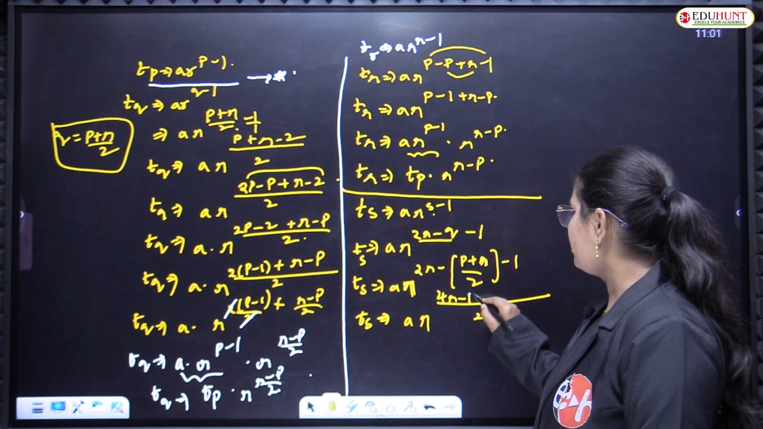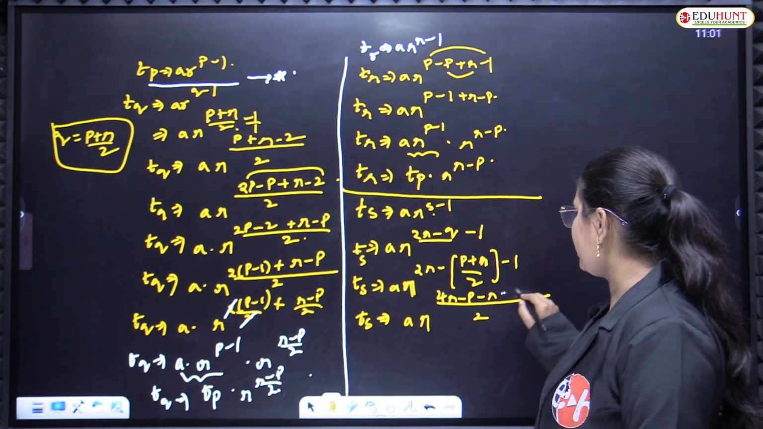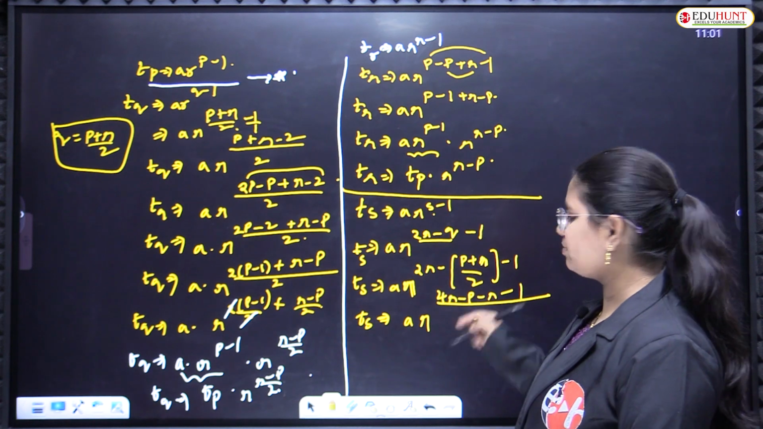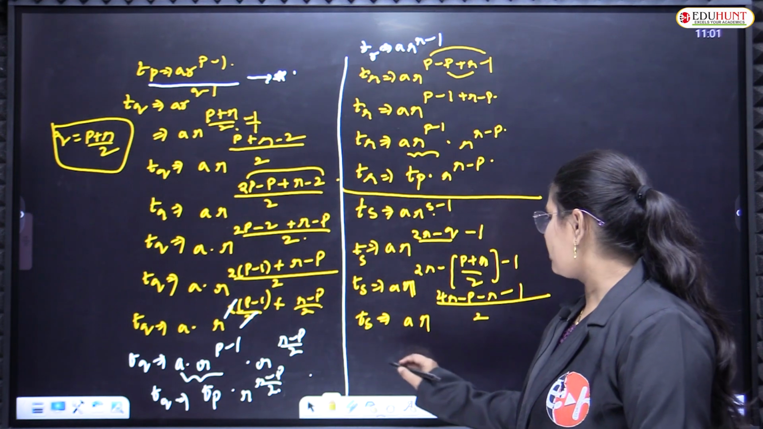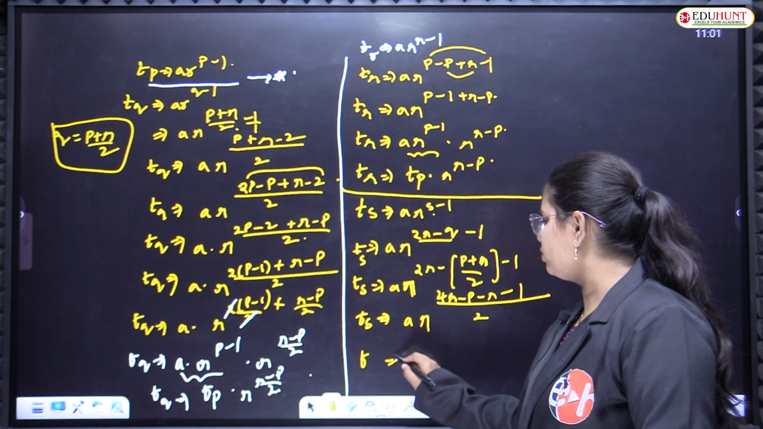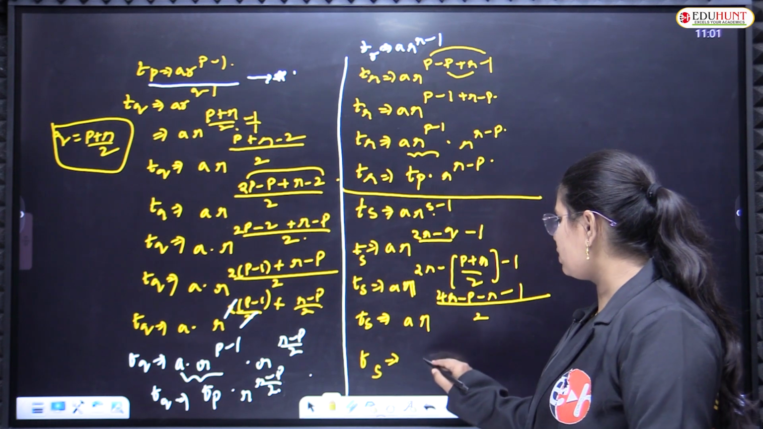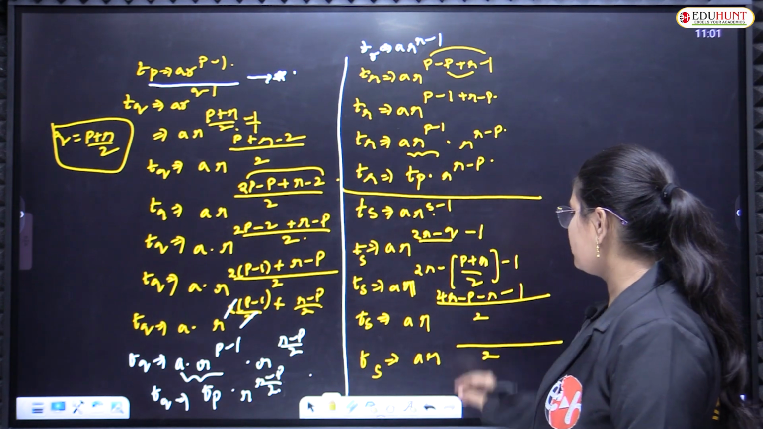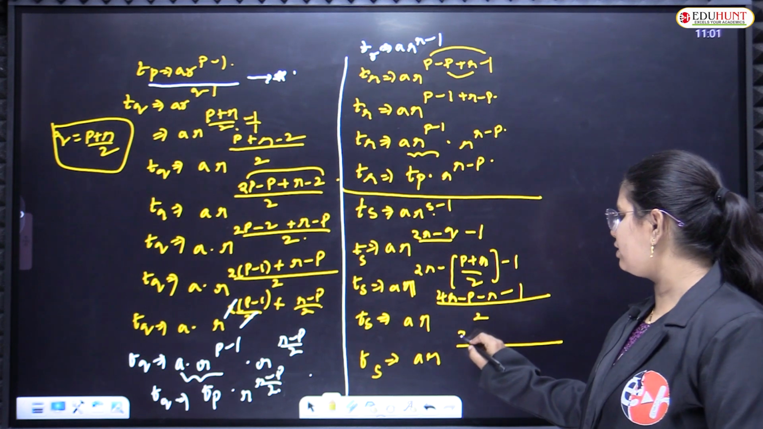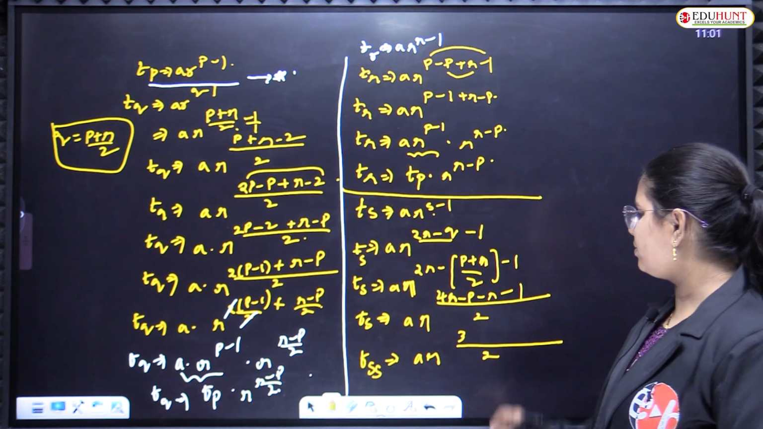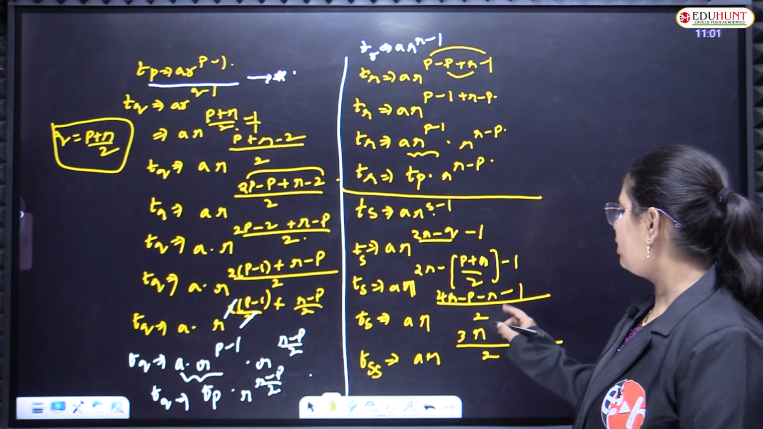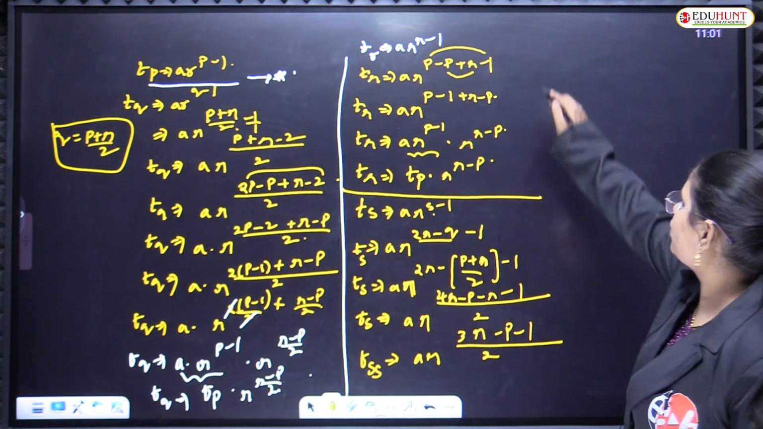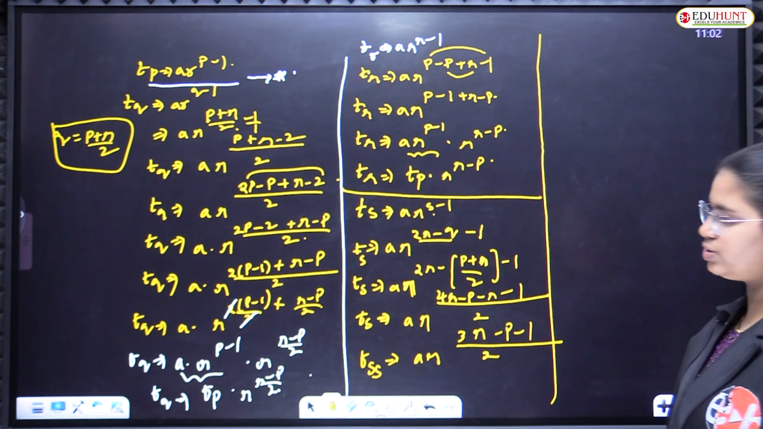Minus P minus r minus 1. I just multiplied with minus. Okay. So, Ts is equal to A into r. 2 is the LCM. 4r minus r is 3r. And you are left over with minus P minus 1.